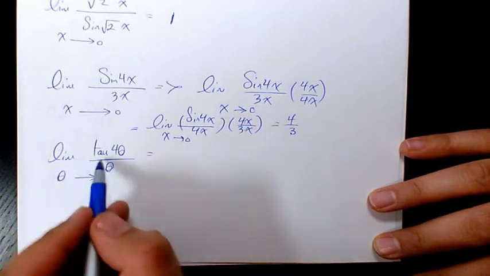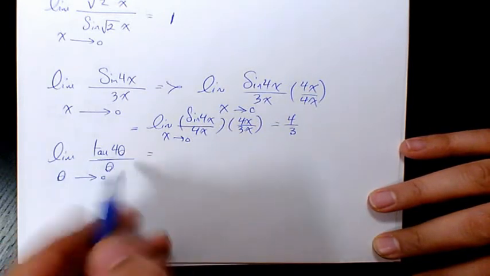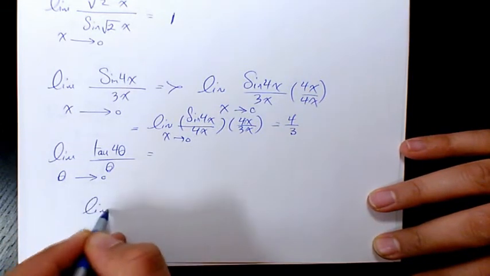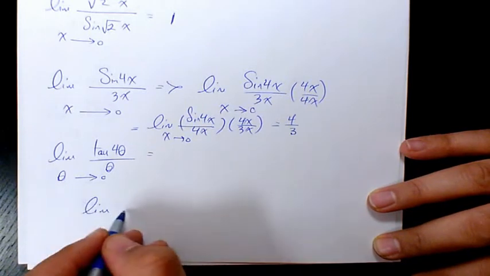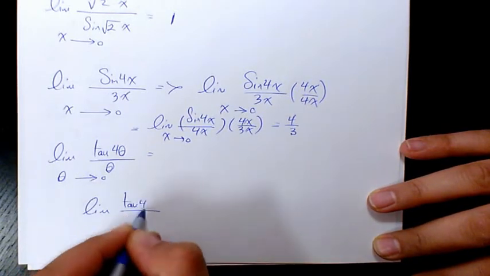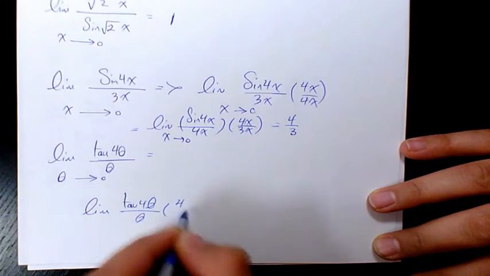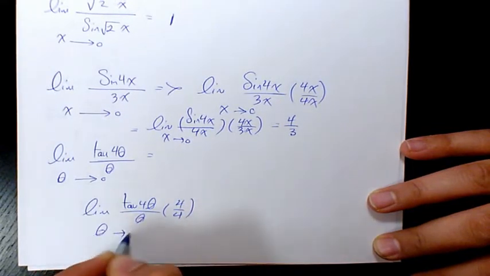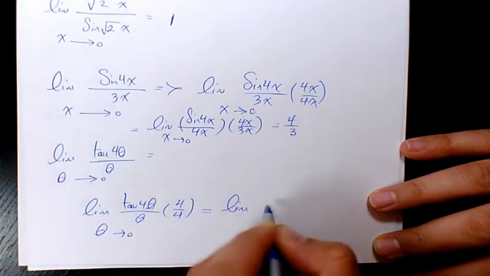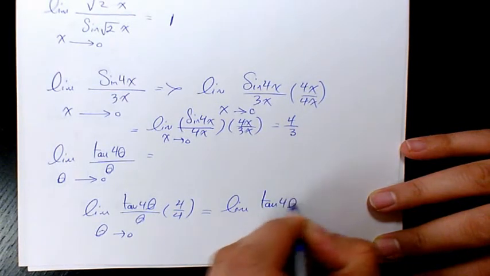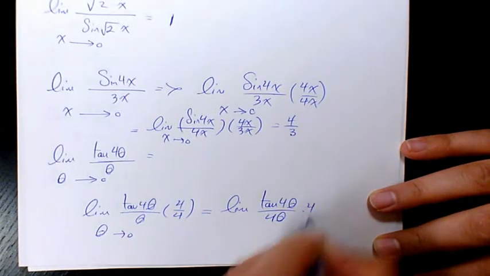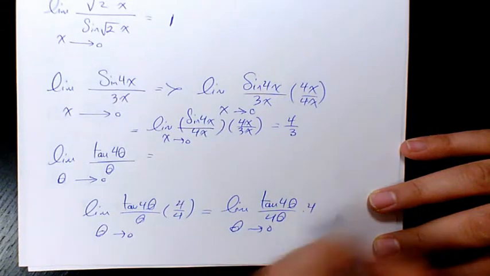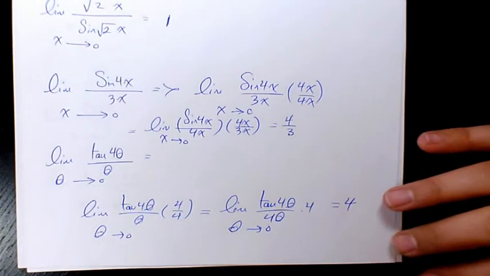Next one, limit of tan 4 theta over theta. We're going to say you multiply numerator and denominator by 4. It is going to make it as tan 4 theta over 4 theta times 4. When theta is approaching 0, the answer is going to be 4.